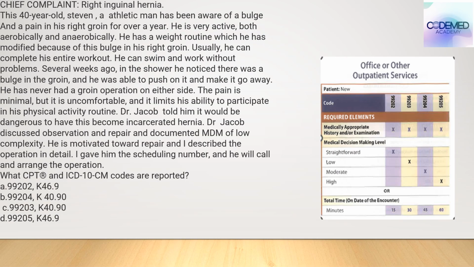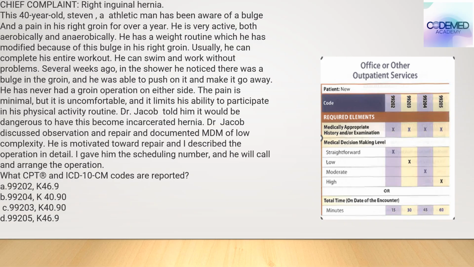Chief complaint: right inguinal hernia. A 40-year-old athletic man has been aware of a bulge and pain in his right groin for over a year. He is very active, both aerobically and anaerobically. He has a weight routine which he has modified because of this bulge in his right groin. Usually he can complete his entire workout. He can swim and work without problem. Several weeks ago in the shower, he noticed a bulge in the groin, and he was able to push on it and make it go away. He has never had a groin operation on either side. The pain is minimal, but it is uncomfortable. It limits his ability to participate in his physical activity routine.